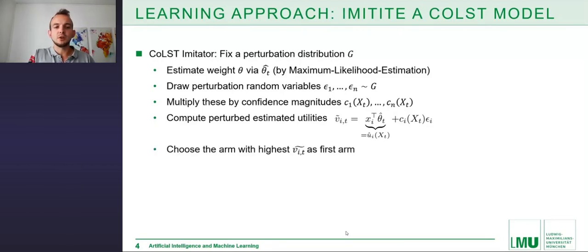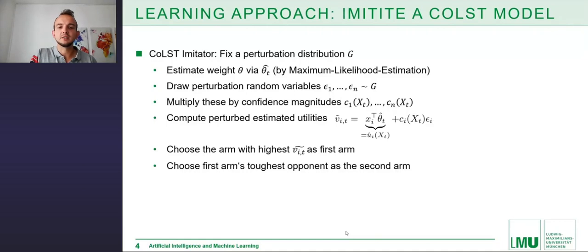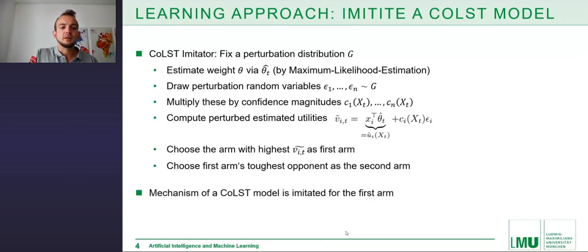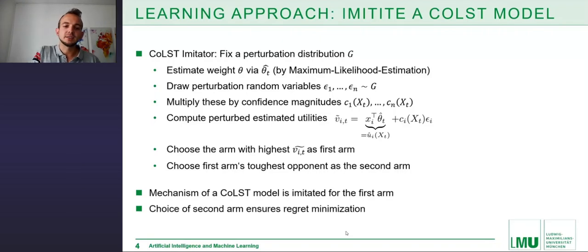And then we choose for the first arm the one which has the highest perturbed estimated utility, and for the second the toughest opponent of this first arm. And this mechanism is essentially mimicking the sorting behavior of a CoLST model. And the first arm and the second arm choice is tailored to make regret as low as possible. So this is a technical thing we introduced there.